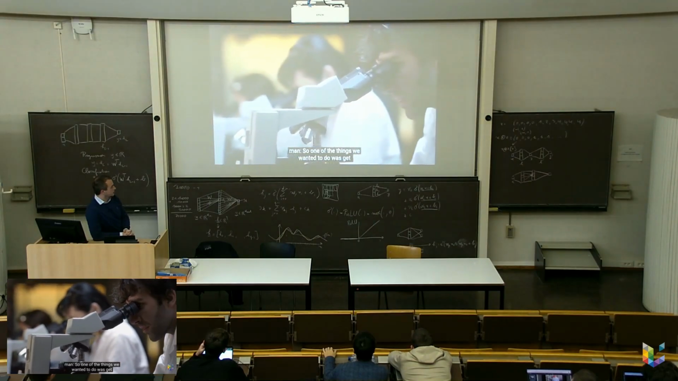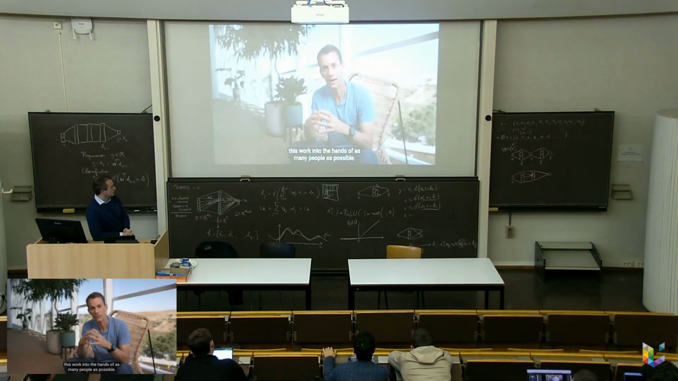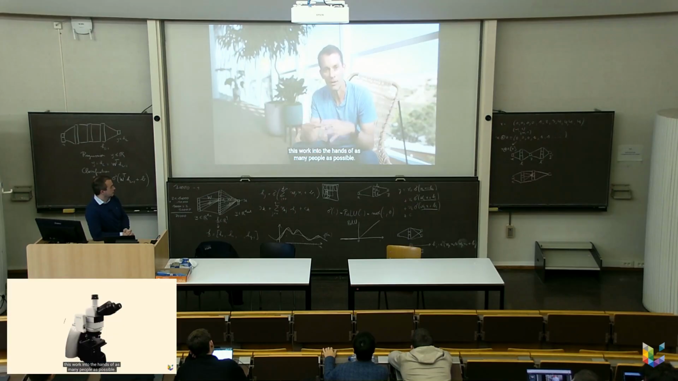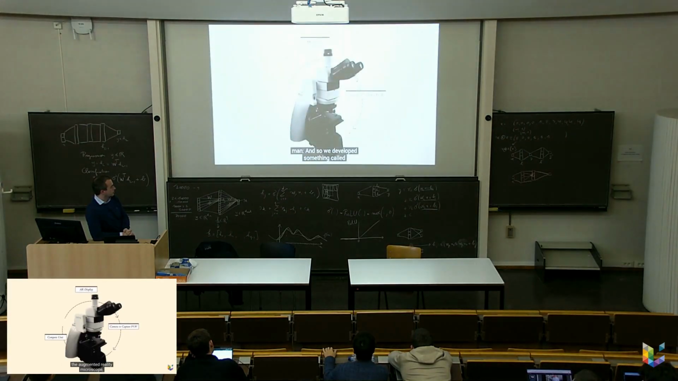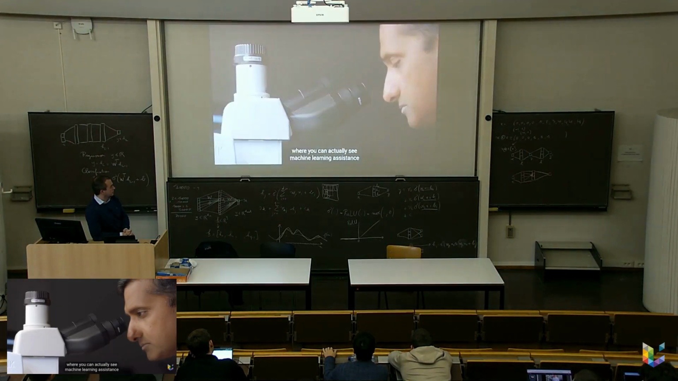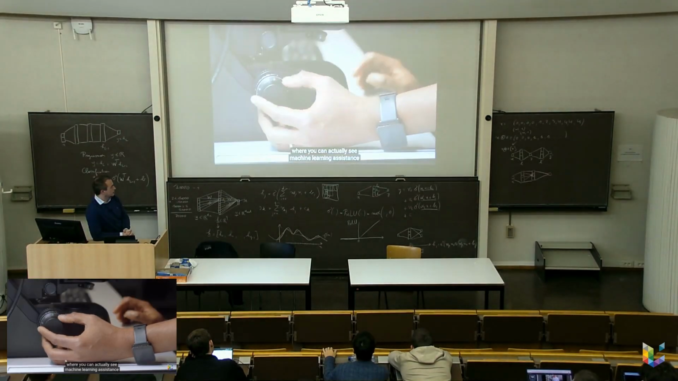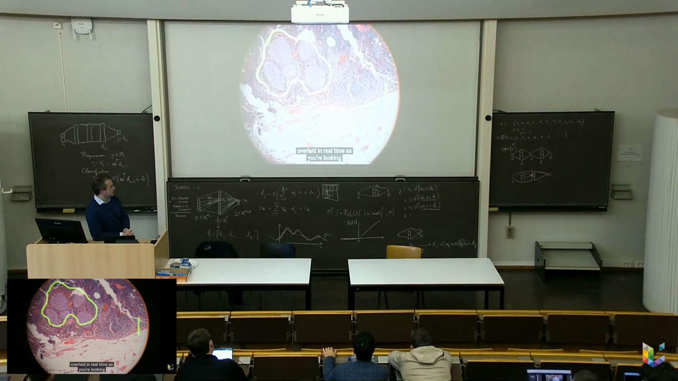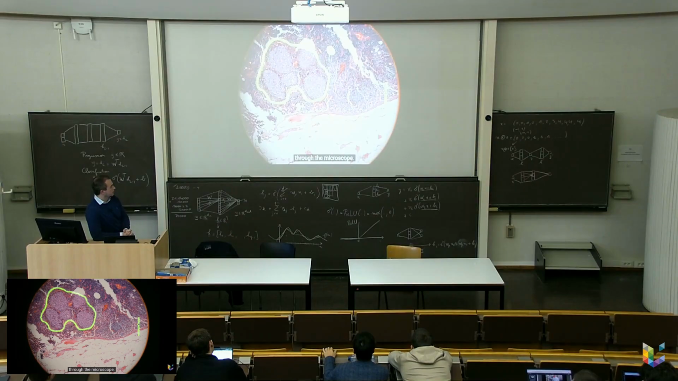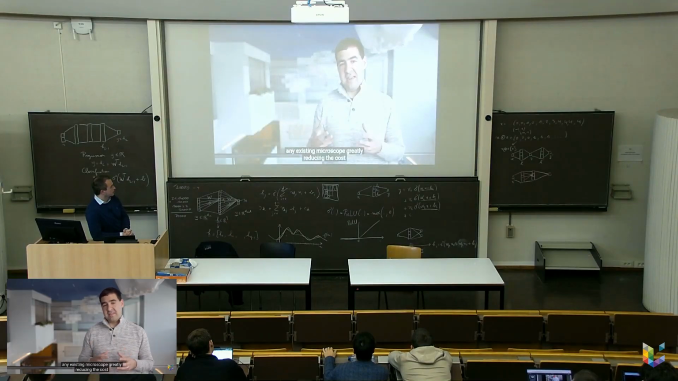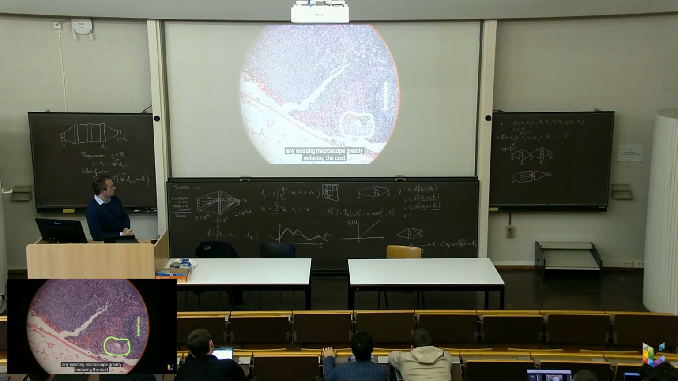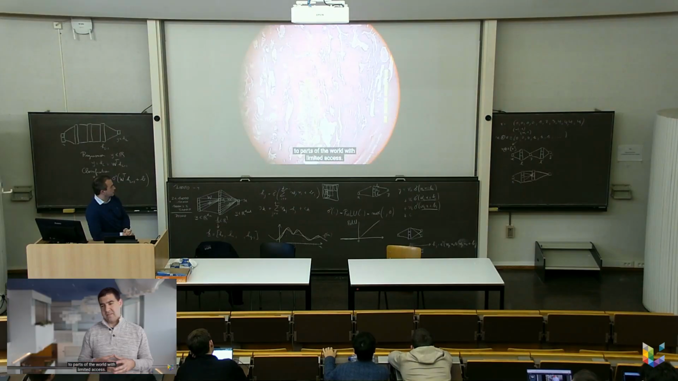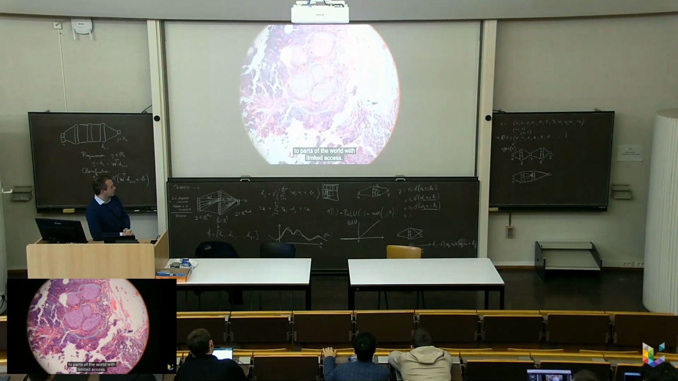So one of the things we wanted to do was get this work into the hands of as many people as possible. And so we developed something called the augmented reality microscope, where you can actually see machine learning assistants overlaid in real time as you're looking through the microscope. These units can be attached onto any existing microscope, greatly reducing the cost. We're really excited to bring machine learning to parts of the world with limited access.